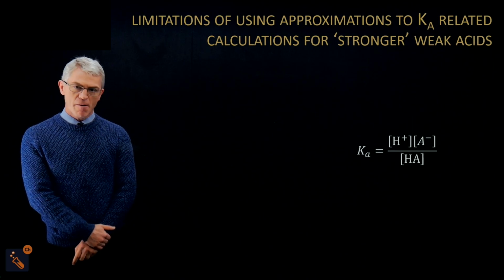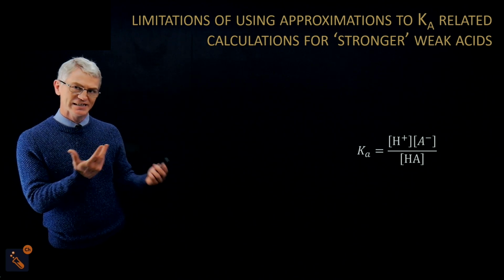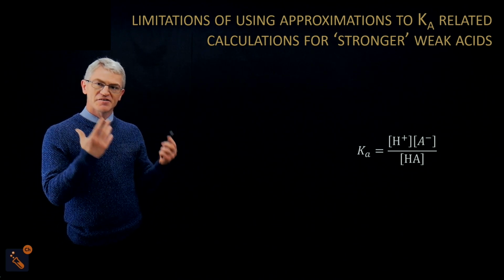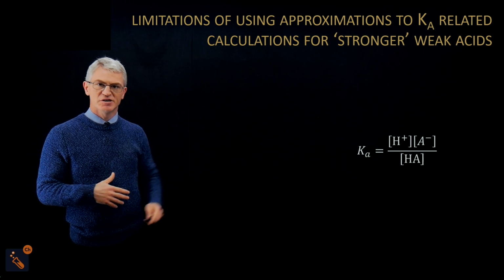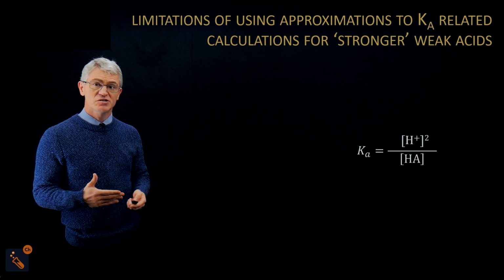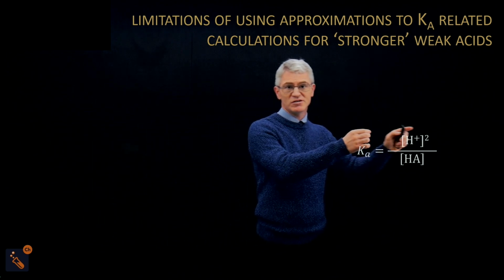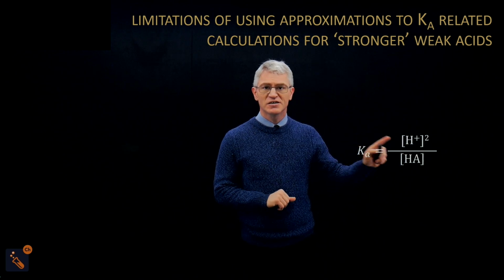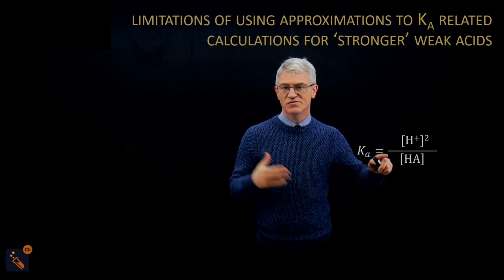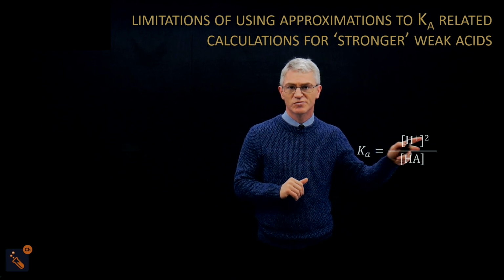So we're going to go to a very seldom asked question, but this could be the difference between an A star and an A. And that is the limitations of using approximations for this. Both of the approximations are that you assume that the H plus equals the A minus, and therefore you can do H plus squared, and you assume that this doesn't change. So the original concentration is the equilibrium concentration, so you just use the number. So you've got 2 approximations.